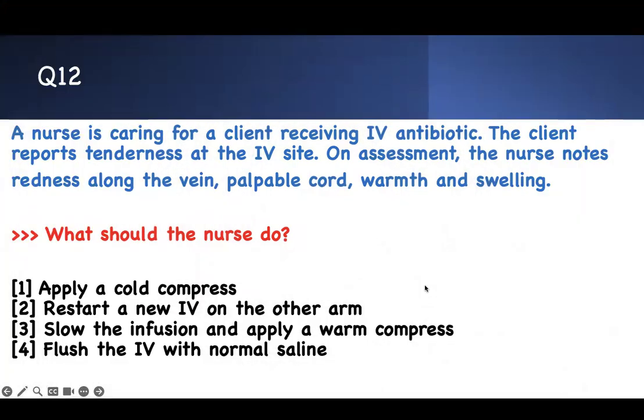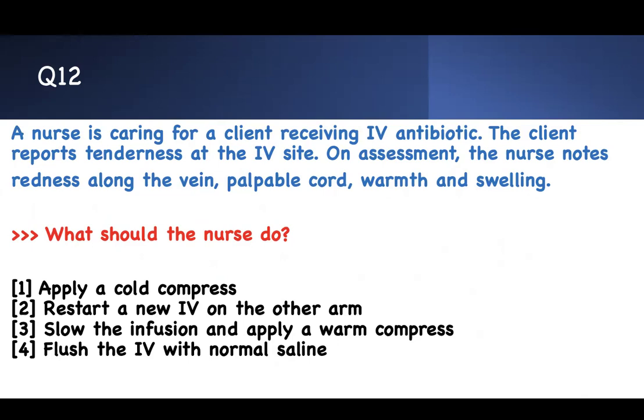A nurse is caring for a client receiving IV antibiotics. The client reports tenderness at the IV site. On assessment, the nurse notes redness along the vein, palpable cord, warmth, and swelling. What should the nurse do? These are our buzzwords. Palpable cord is a buzzword. Redness along the vein is a buzzword. Warmth and swelling, these are keywords. You got to put it together and make a diagnosis.